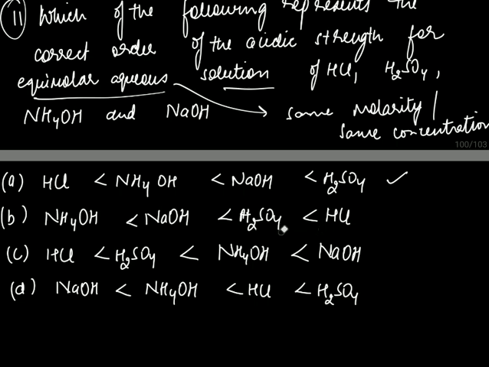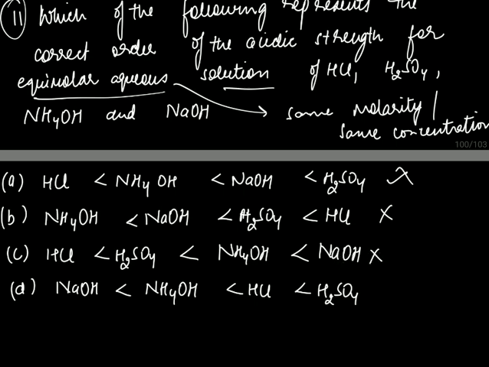Acidic strength. So now if you see this H2SO4, it has a +6 oxidation number. Its acidic strength will be higher than HCl, right? So this is wrong. This is also wrong. Now coming to this one, fine. Acidic strength again. So they are moving towards NaOH. Definitely its acidic strength is not stronger. So this is also wrong.